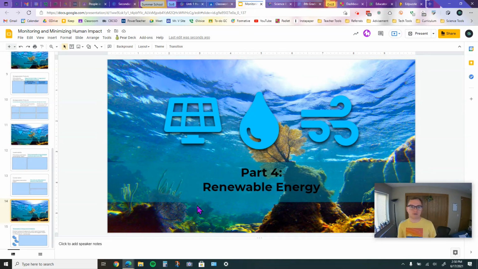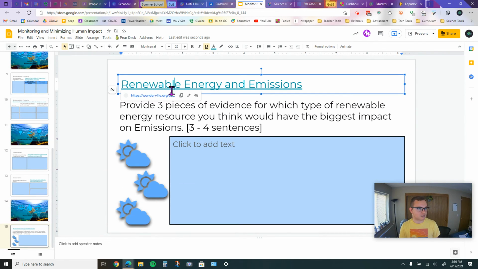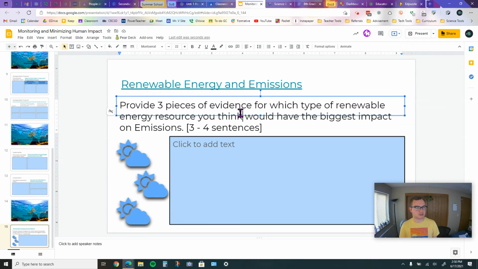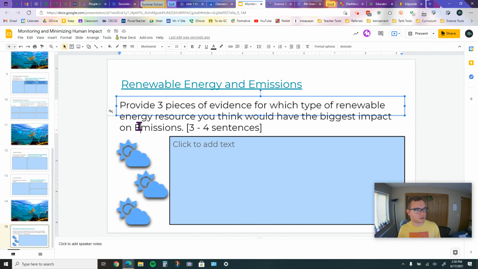The last slide is looking at renewable energy. If you go here, it's only 1 page. You're playing this game on renewable energy. You can look at all, I think, 3 or 4 different types, and then just provide 3 pieces of evidence, whether they come from the game or from these articles, about which type of renewable energy you think has the biggest impact on reducing emissions, and emissions should not be capitalized. But that is that assignment there.